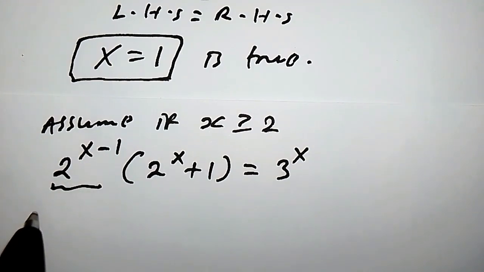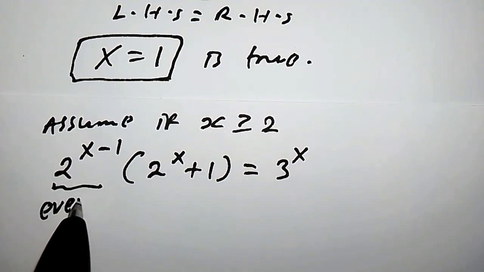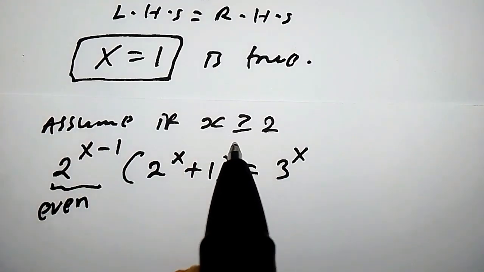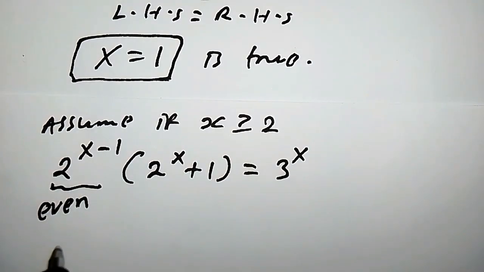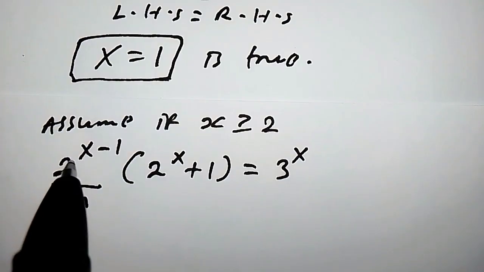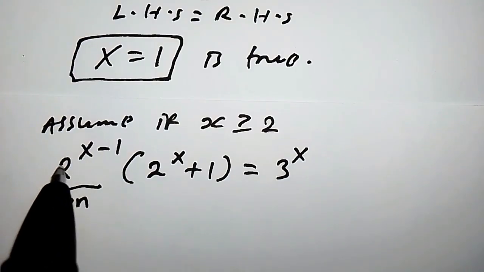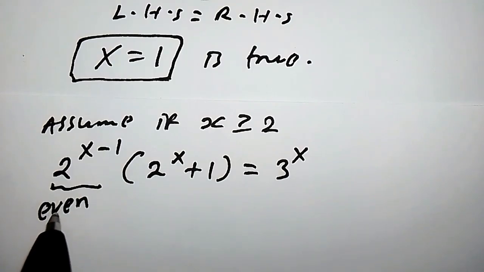we always produce an even number. That is, 2 raised to x minus 1 is always even when x is greater than or equal to 2. For example, when x equals 2, this power becomes 2 minus 1, which is 1, and 2 raised to 1 is 2, which is an even number.